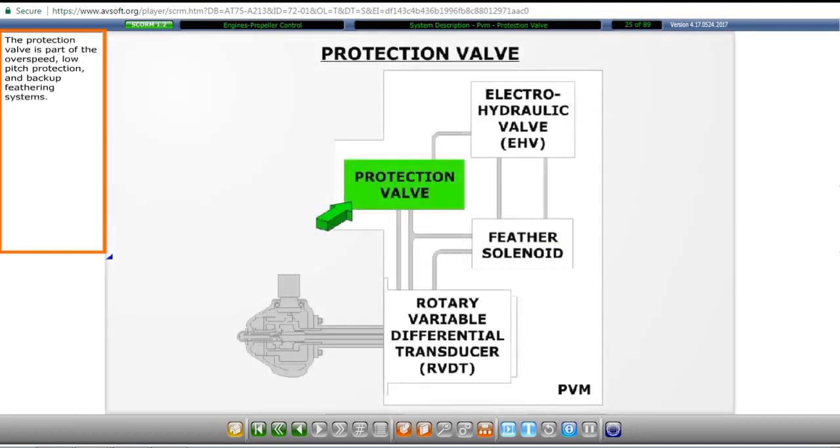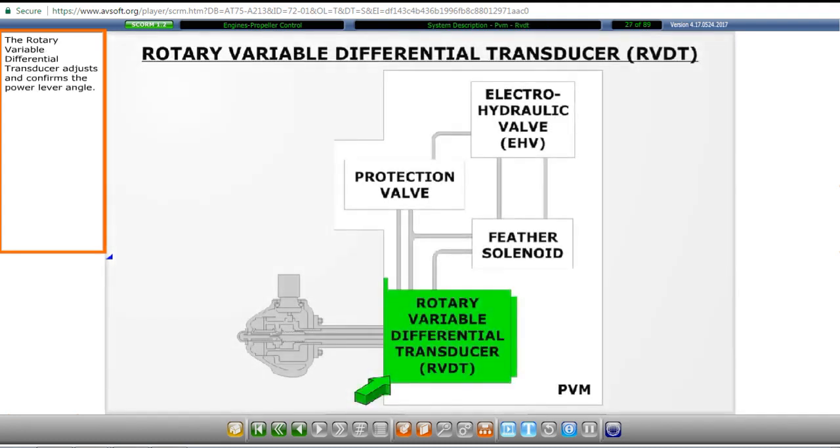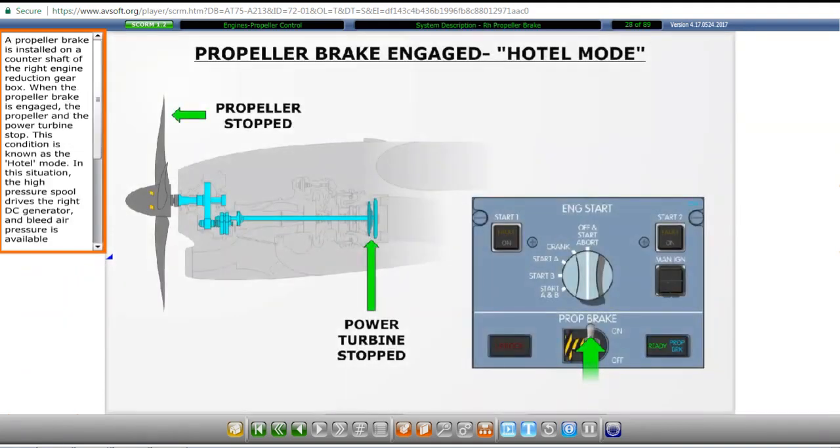The protection valve is part of the overspeed, low pitch protection, and backup feathering systems. The feather solenoid acts as a backup to the electrohydraulic valve. The rotary variable differential transducer adjusts and confirms the power lever angle. A propeller brake is installed on the counter shaft of the right engine reduction gear box.